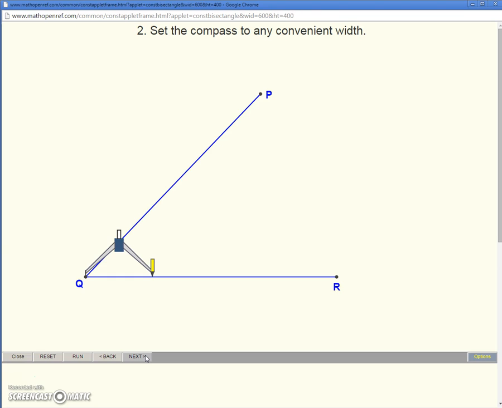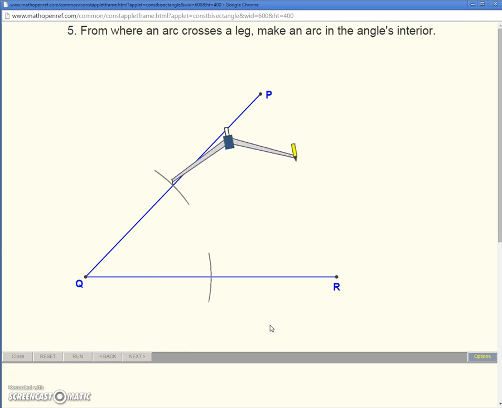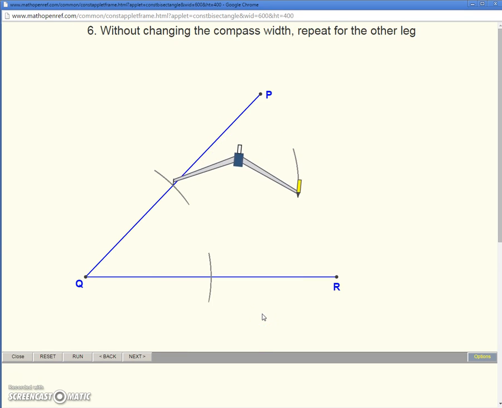Set it to a convenient width. It doesn't say it has to be halfway the segment, nothing like that. Just something convenient. I want you to mark on each leg the same arc length on each leg. Then you can change it if you want. You can move your compass, but we're going to put the point on each of the marks where it crosses, and we're going to cross again on each one of those.